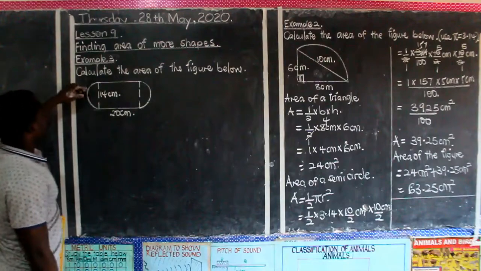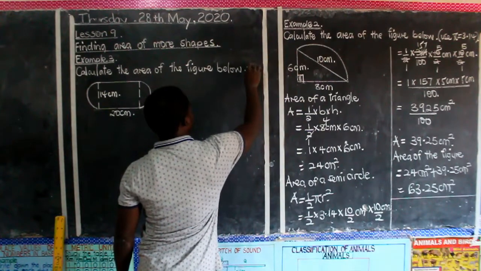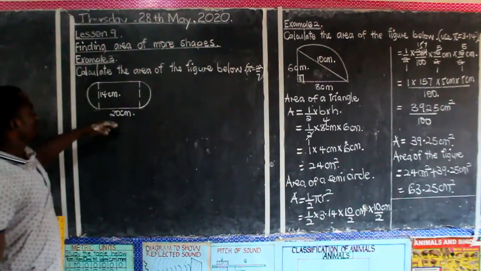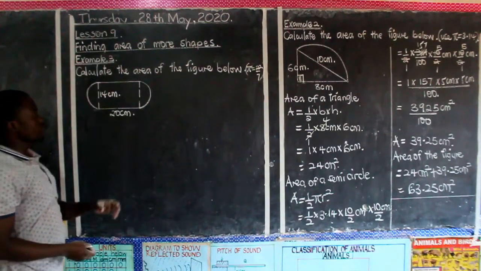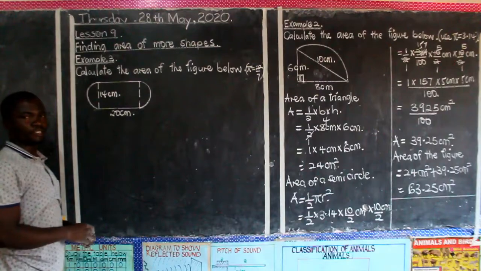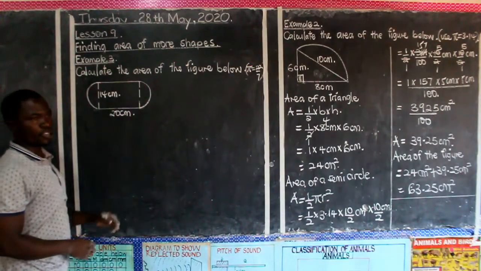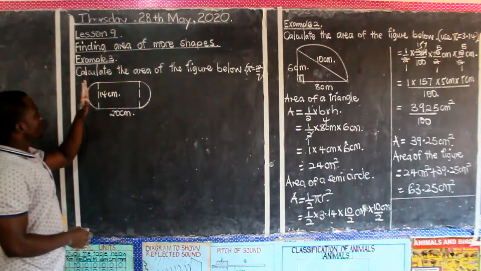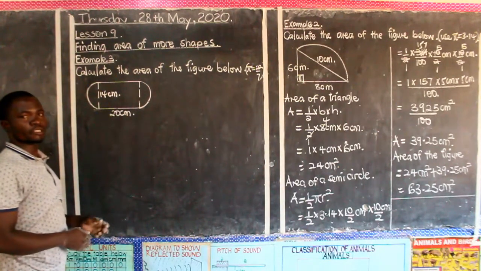Here we are. Example 3. Calculate the area of the figure below. The figure is here. Still in this figure we have three figures in it. We have a semicircle, we have a rectangle, and then a semicircle. And remember, these semicircles are the same. So if you get the area of this semicircle, it will be the same as the area for that semicircle. Why? Because they are the same.